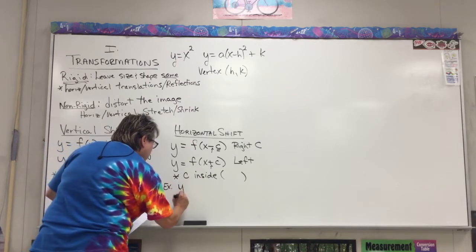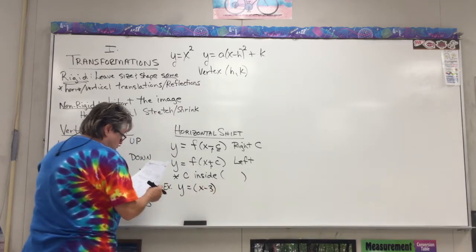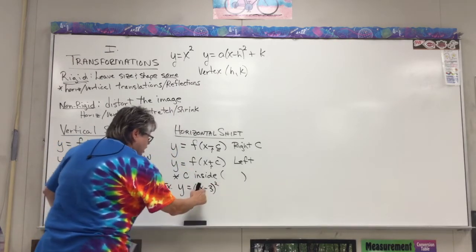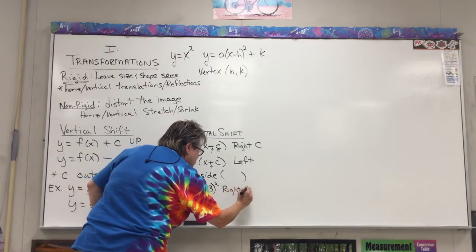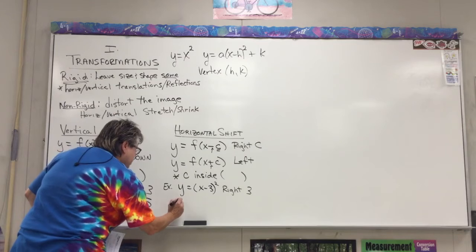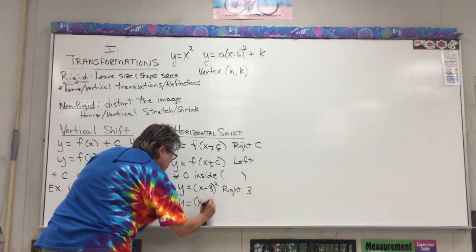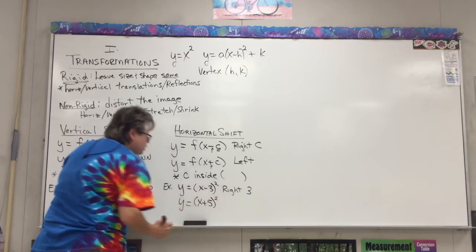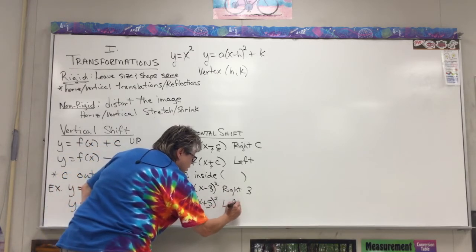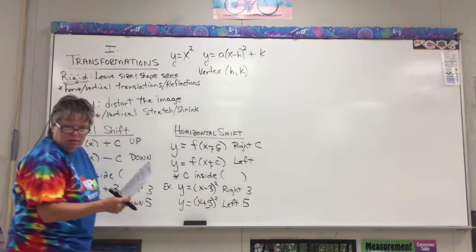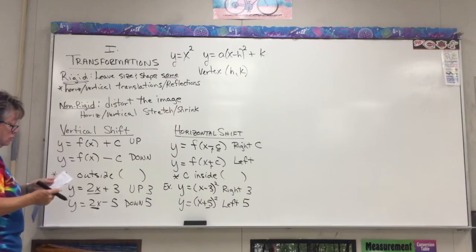A couple of examples down here. How about y equals (x minus 3) squared. That minus 3 is going to mean you're going to move to the right 3. If you have something like y equals (x plus 5) squared, again, this part on the inside means you're moving to the left 5. Okay, so that part takes care of your vertical and your horizontal shifts.